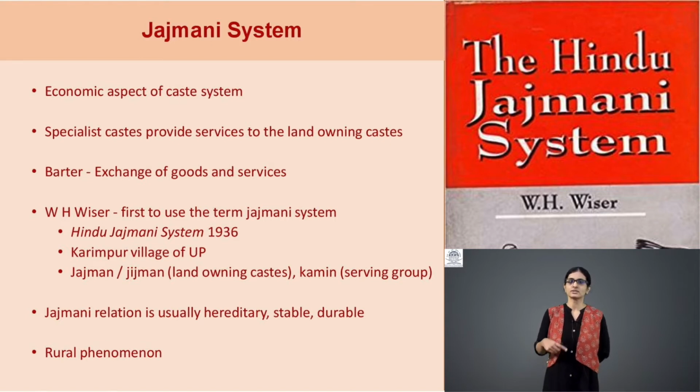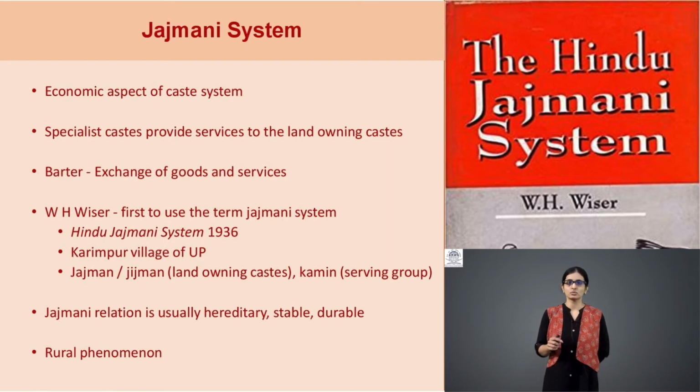And for the services that are being rendered by the lower castes, the serving castes are paid in return, either in cash or in kind. So they could be paid in kind with grains or fodder or clothes or animal products like milk, butter, etc. So there is a kind of barter that happens here. The word Jajman is used for the landowning caste or the patron, and the word Kamin is used for the serving group. The Jajmani relationship usually exists between families.